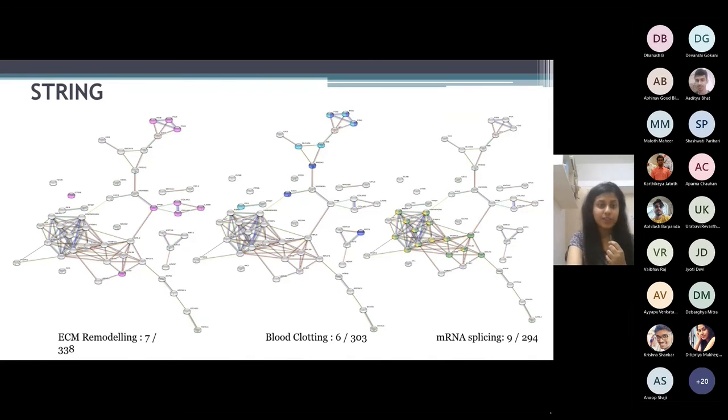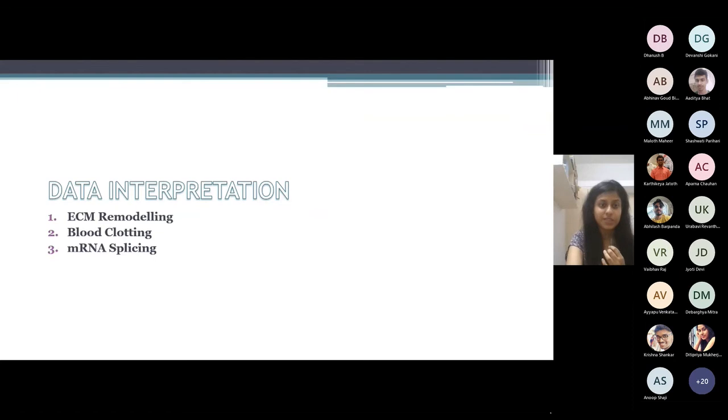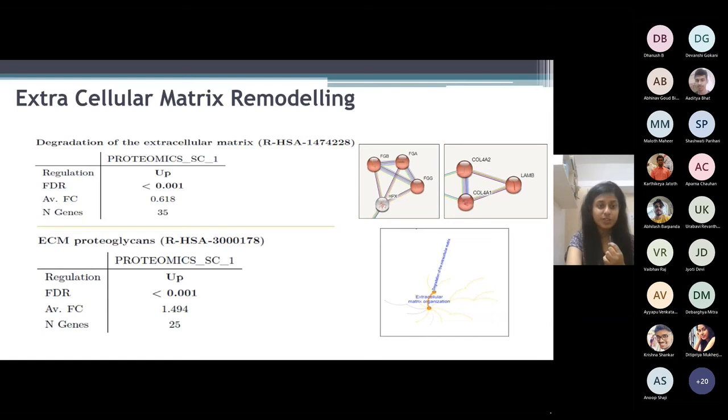Finally, moving on to the final stage of my presentation, that is data interpretation. So the first pathway of interest which was considered was ECM or extracellular matrix remodeling. So from Reactome, we got that pathways such as degradation of extracellular matrix and ECM proteoglycans were found to be upregulated. These had proteins such as collagen, fibrins, etc.